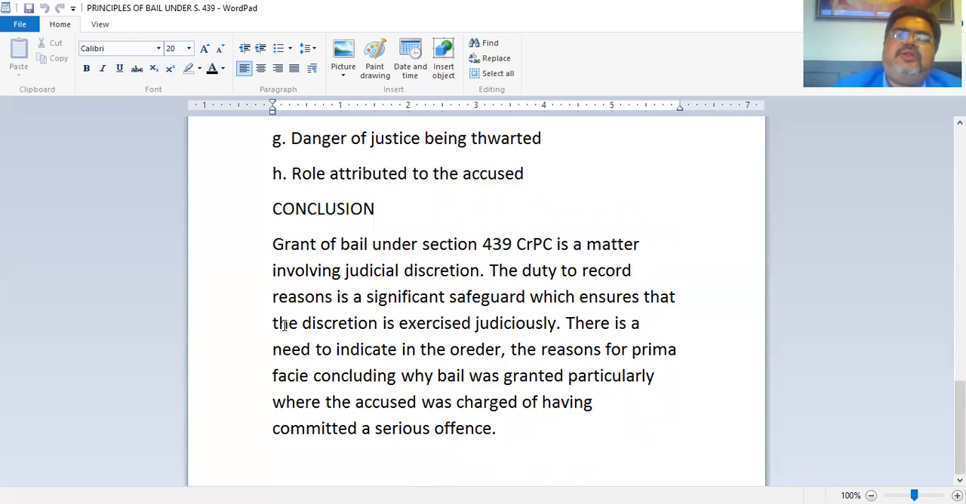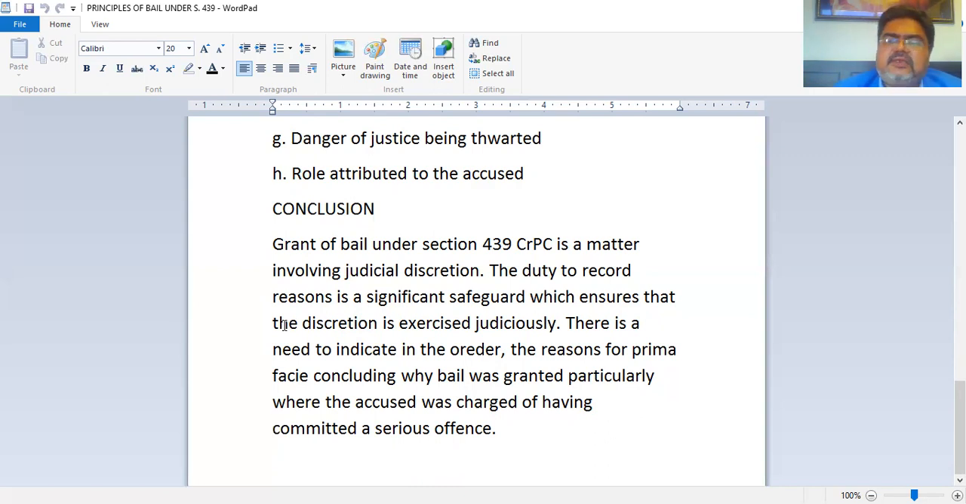So all the above mentioned factors must be considered before granting bail. If these factors are not considered and bail is granted, or if these factors are not considered and bail is refused, in either of these cases, it's an arbitrary order. It's an arbitrary decision by the judge and therefore must be reviewed.